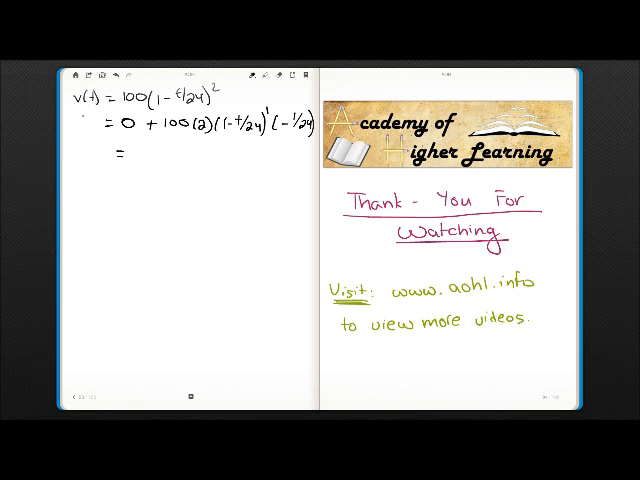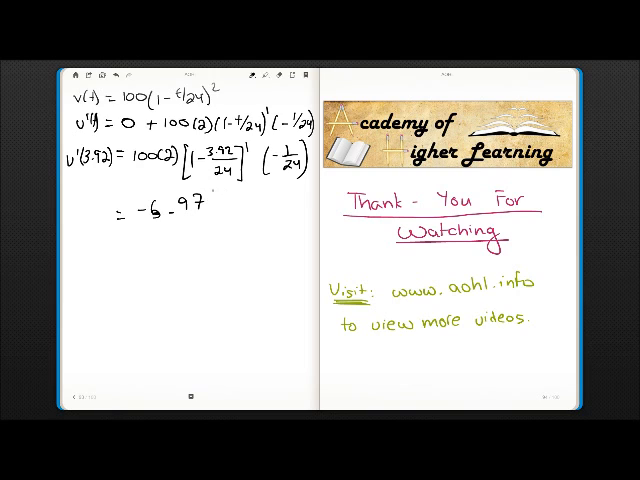That'll be V prime of t. Then we just need to sub the value that we found, 3.92, into the function, and that'll be 100 times 2 times (1 minus 3.92 over 24) to the power of 1, times minus 1 over 24, and that should equal something like minus 6.97. Remember the units, that is liters per hour. So that's the answer.